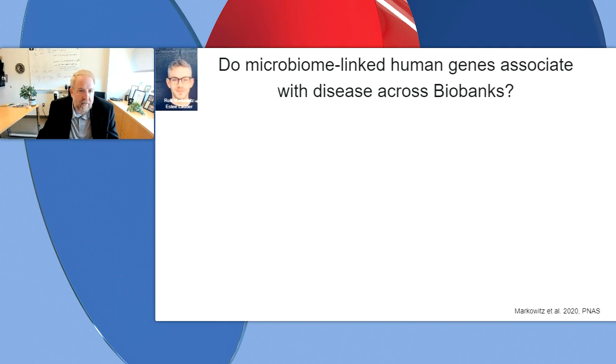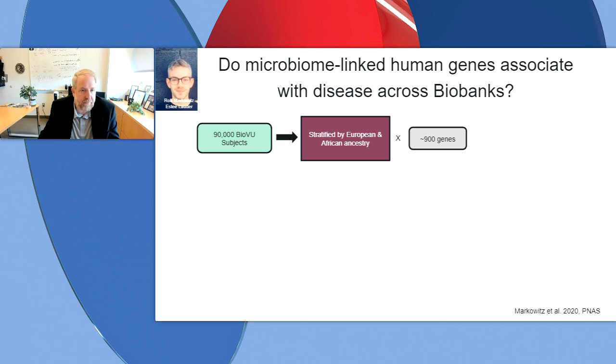Now, in thinking about the whole system, the holobiont, if you will, of the human host and its microbes, Rob Markowitz, a former graduate student who has moved on into the industry world, asked this question: do microbiome-linked human genes associate with diseases across biobanks? And I want to put this in light of self-identity groups as well. And I'll show you that in a second. So in the database, we analyzed known human microbiome-linked genes from 90,000 subjects at the BioVU database at Vanderbilt. And these were stratified by European and African ancestry. And there were 900 collated genes that Rob pulled together from the literature that were scanned in this biobank and then studied for disease microbe associations.